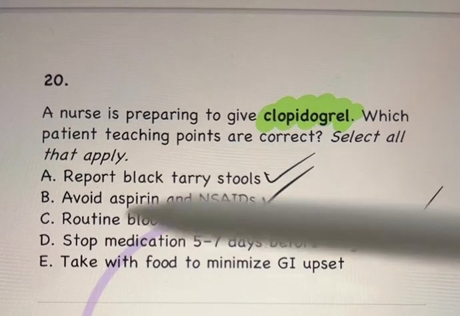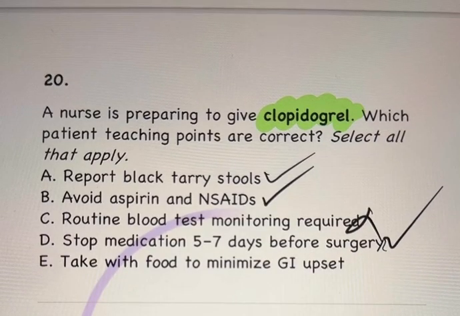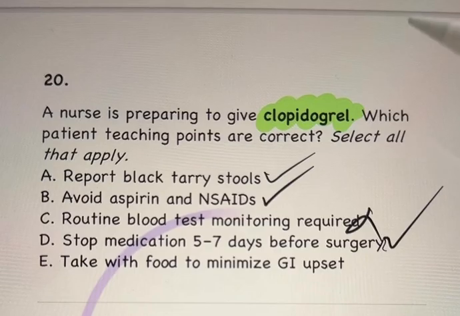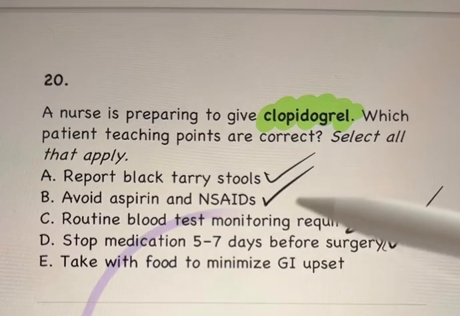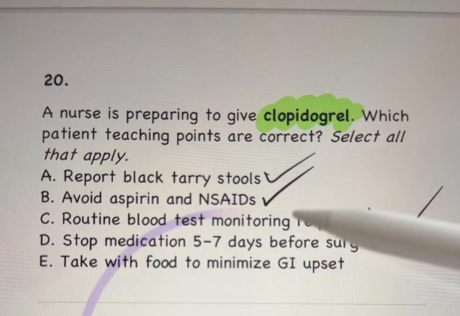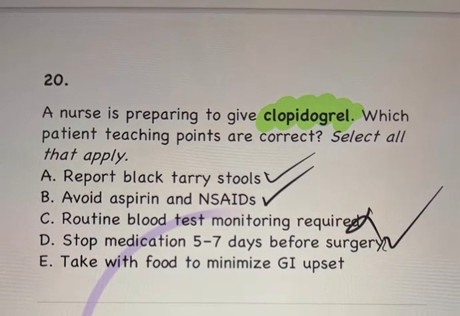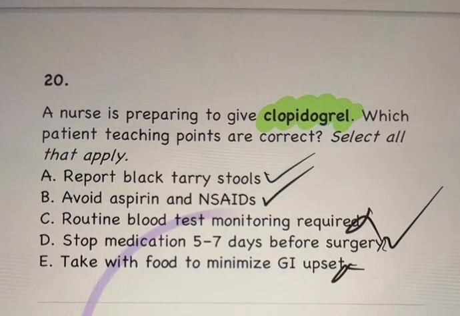Take with food to minimize GI upset. Can we do that? Or can we take it with or without food? That can be the better question. Clopidogrel doesn't irritate the stomach, there is no indication. It can be taken with or without food, so we don't need to worry about food here.